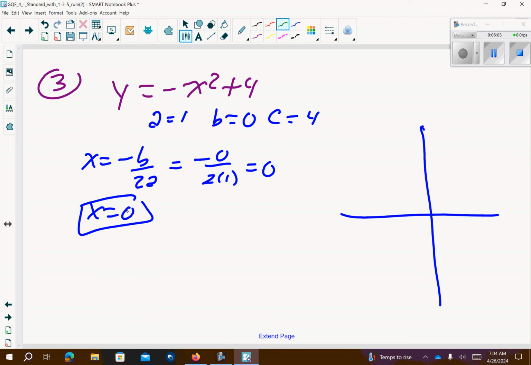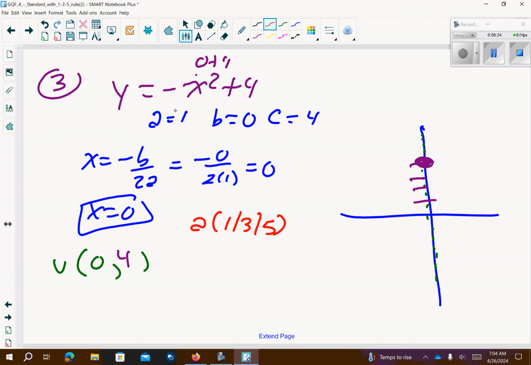So our axis of symmetry is right here, straight down this line. Let's find our vertex. I have 0, comma something. If I plug 0 in here, I get 0 plus 4, so 0, 4. It's right up there. And then if I pattern graph, it's a times 1, 3, 5. Well, my a value is 1, and it's actually -1. So this will be -1, -3, -5.